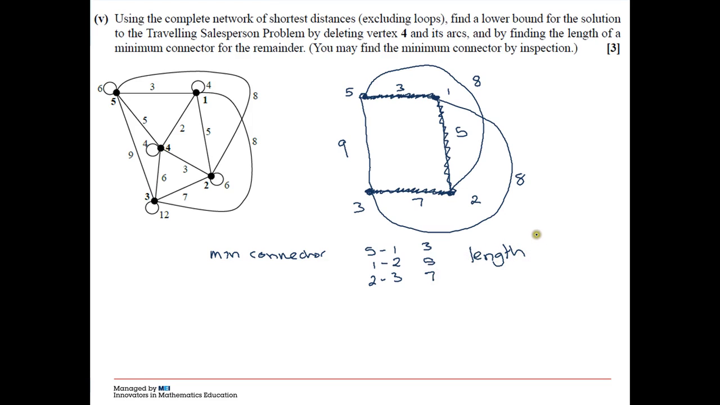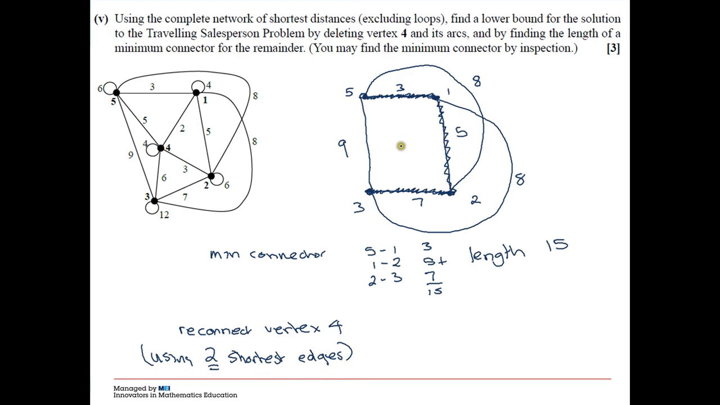So it has a length of 15 by adding those 3 lengths together. And then in order to get the lower bound, what we do is we reconnect vertex 4, and the important thing here is using the 2 shortest edges. So you can't just repeat an edge, you need to use 2 distinct short edges to reconnect 4.